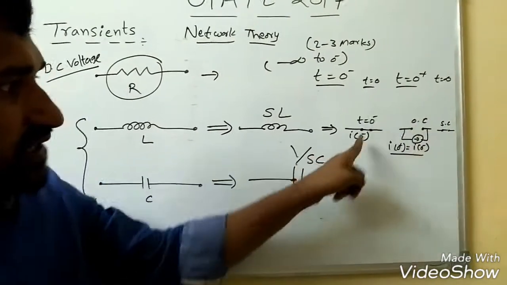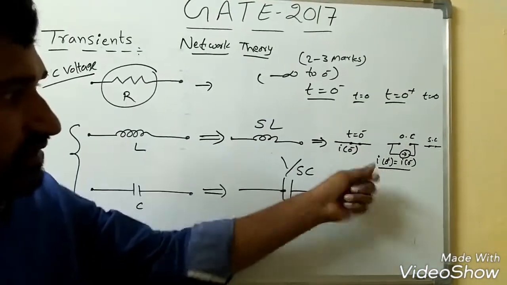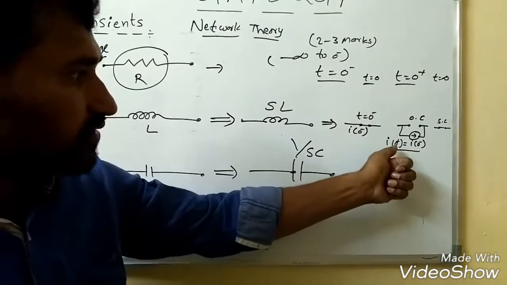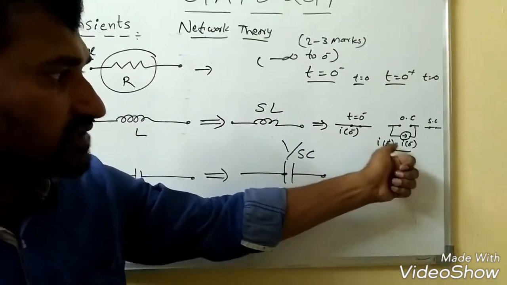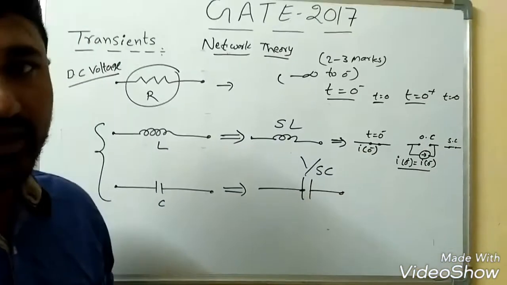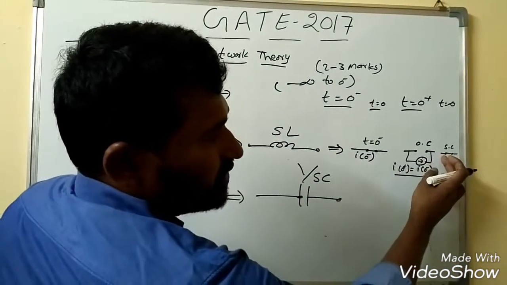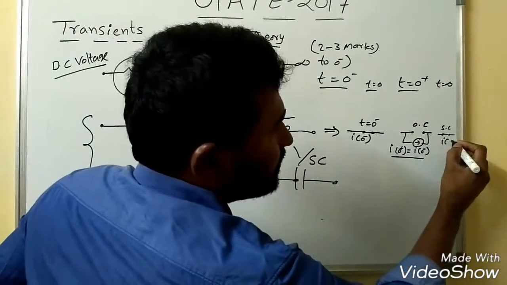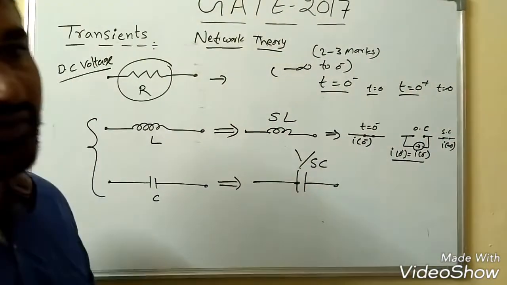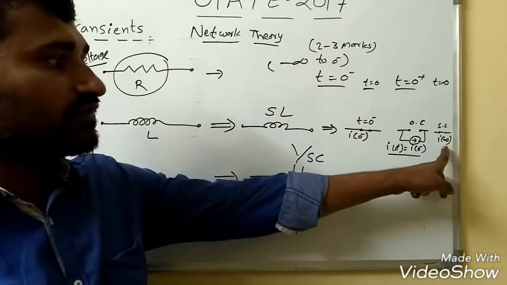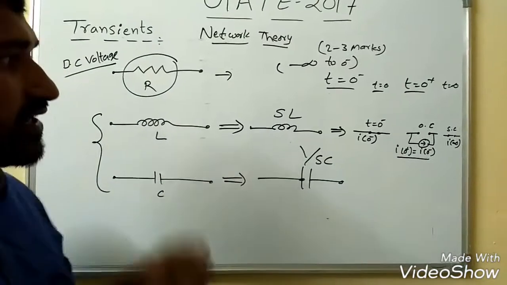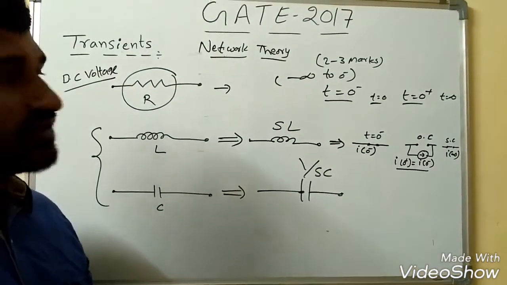At t equal to 0 plus, the inductor will behave like an open circuit, but already some stored energy is there in the form of current, so it is storing that. That is, I of 0 plus is equal to I of 0 minus, right? Now at t equal to infinity, it becomes a short circuit. Again there is an I of infinity, which is the maximum current flowing in the inductor at infinite time. So this is about the inductor.